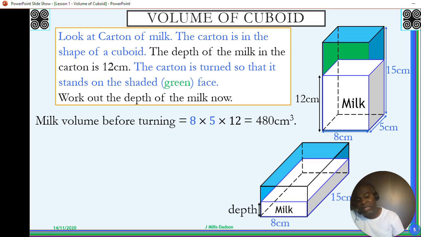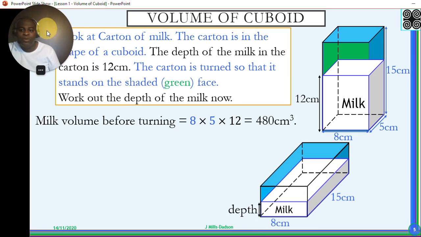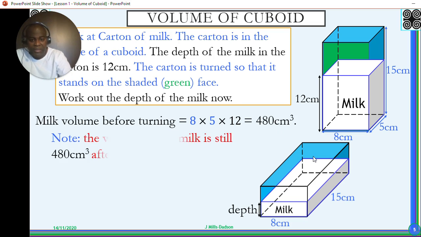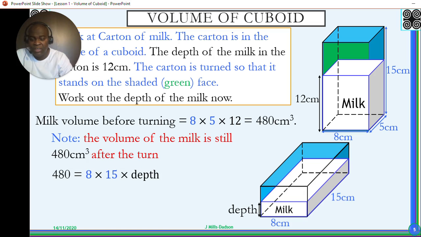Now we want to find the depth or the height of the milk. So this question is similar to the question we did before about the reverse, finding the missing length. The same question. Volume is now 480. So after the carton is turned, the milk volume is still the same.